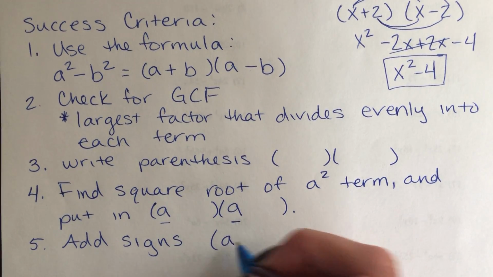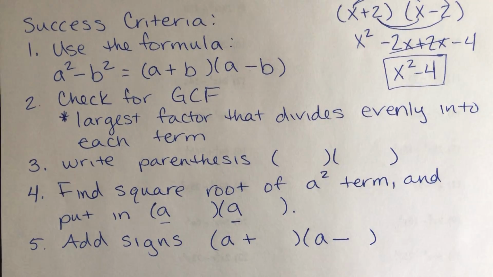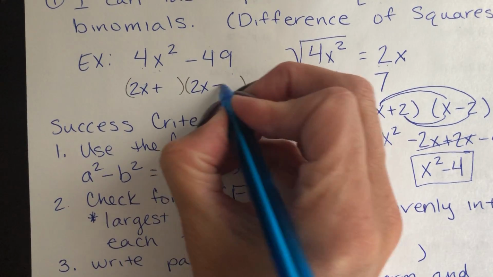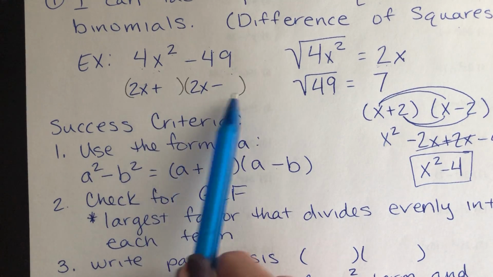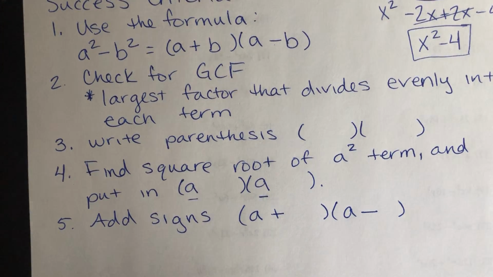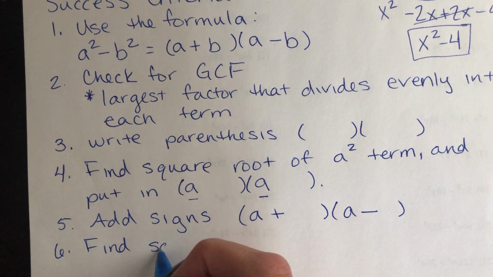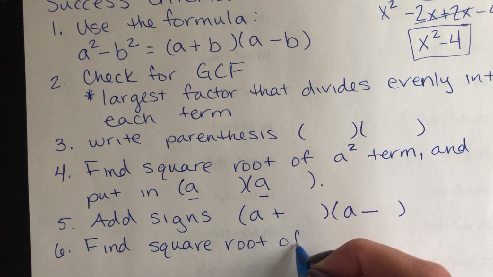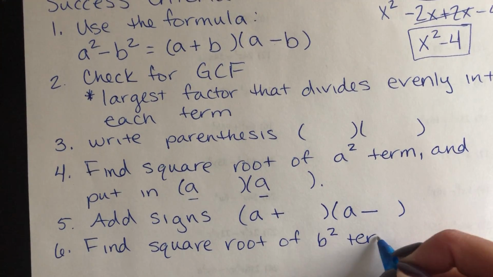So now it would look like this: a plus, and then a minus. It's always the same, plus and minus, plus and minus. So we're going to do that up here, plus, minus. And now lastly, to find this last spot here, we're going to find the square root of that b squared term. And then we're going to put it in the parentheses.